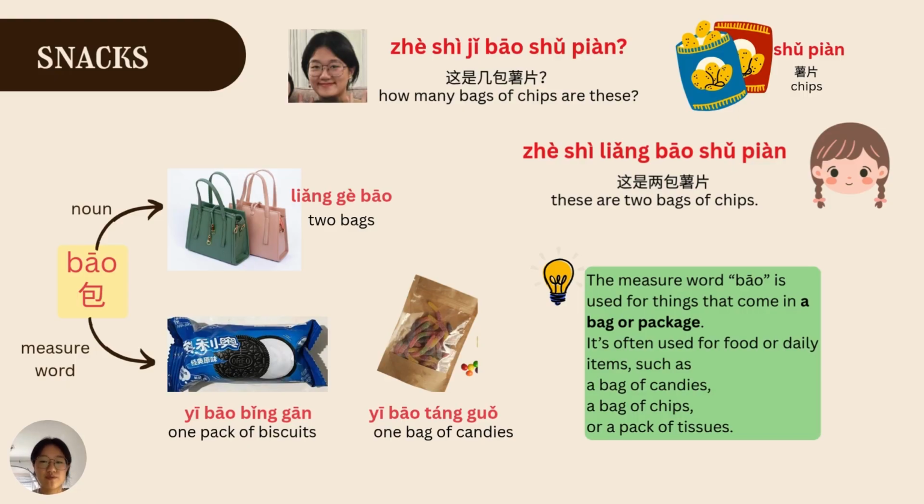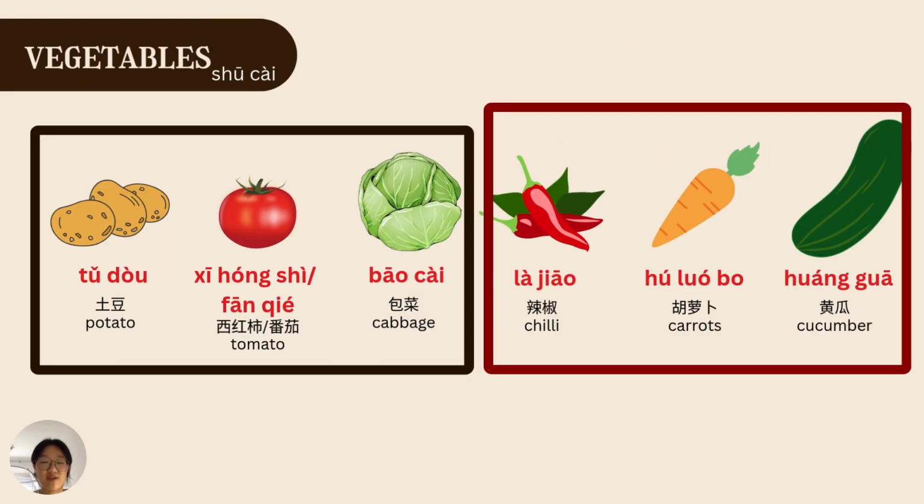Now please read after me. How many bags of chips are these? 这是几包薯片。These are 2 bags of chips. 这是2包薯片。Now let's move on to vegetables.